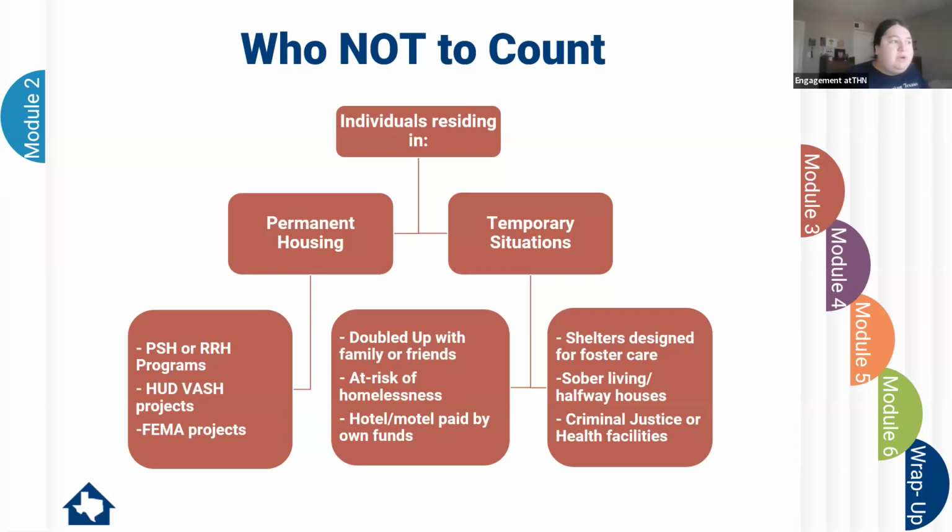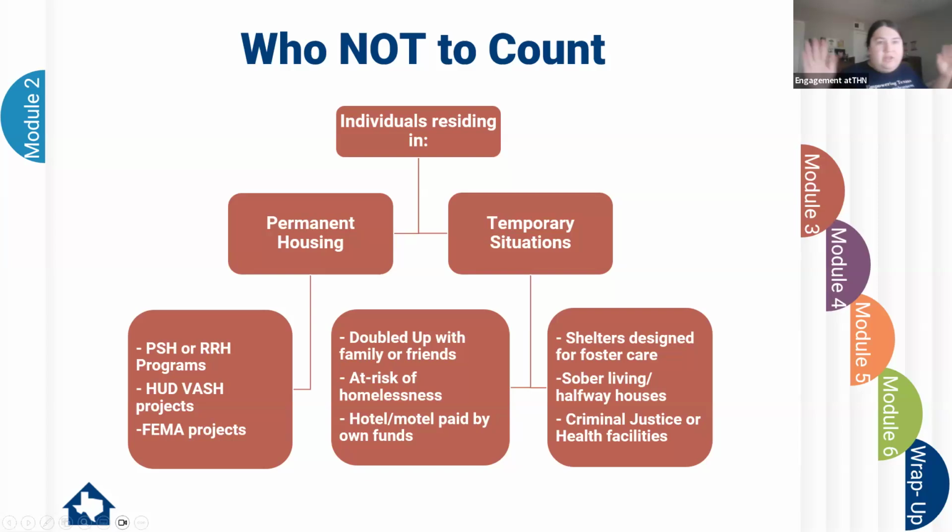And then we're also not counting people in any sort of temporary living situation. So this might be people that are doubled up with family or friends, at risk of homelessness, or in a hotel or motel paid for out of their own pocket. And then we're also not counting people in shelters designated for foster care. We're not counting people in any sort of sober living or halfway house situation. And then we're also not counting people that are in a criminal justice or health facility like a jail or a hospital on the night of the point in time count.